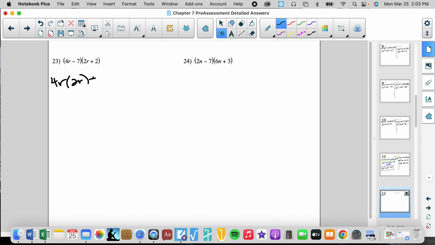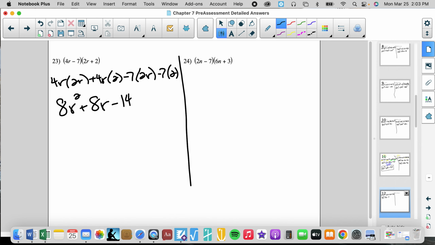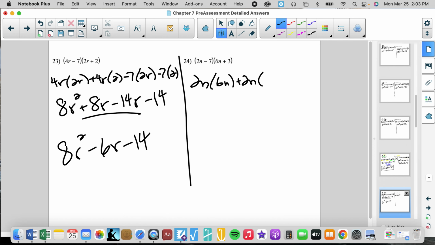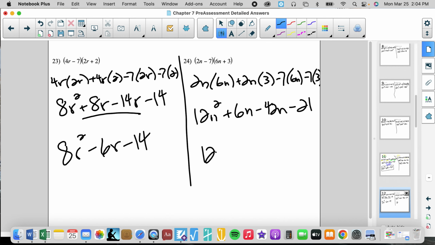4r times 2r plus 4r times 2 minus 7 times 2r minus 7 times 2. 8r squared plus 8r minus 14r minus 14. Like terms here: 8r squared minus 6r minus 14. Next, 2n times 6n plus 2n times 3 minus 7 times 6n minus 7 times 3. 12n squared plus 6n minus 42n minus 21. 12n squared minus 36n minus 21.